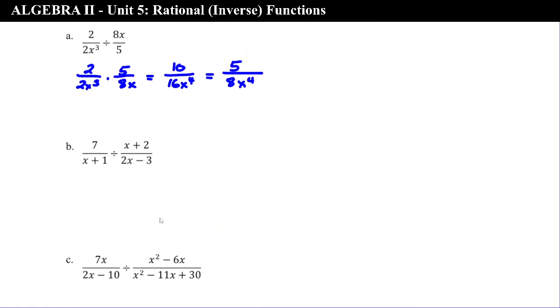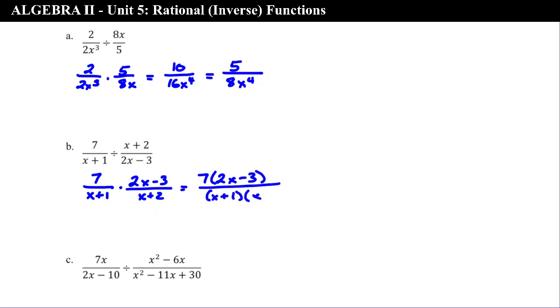For b, we've got 7 over x plus 1. We're going to multiply by the reciprocal, 2x minus 3 over x plus 2. So we end up with 7 times 2x minus 3 over x plus 1 times x plus 2. Nothing cancels, nothing can be factored any further, so this is actually our answer. That's as simplified as we can make it.